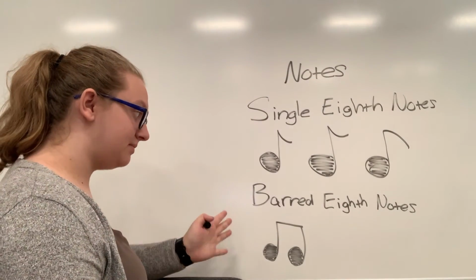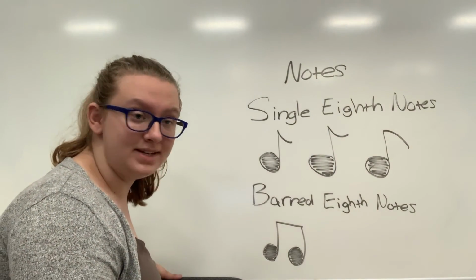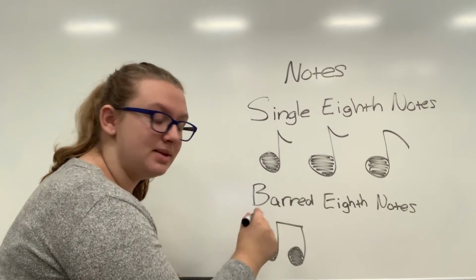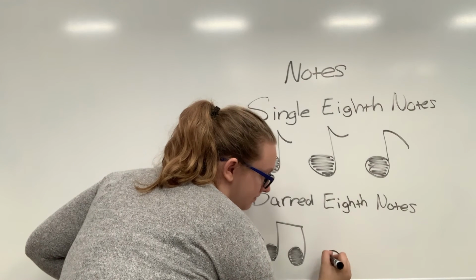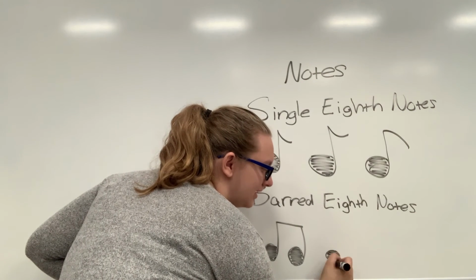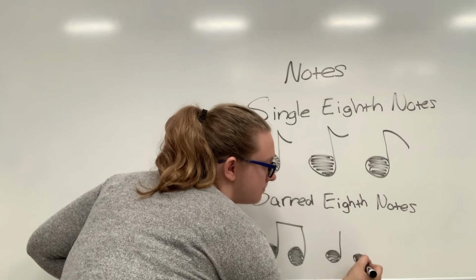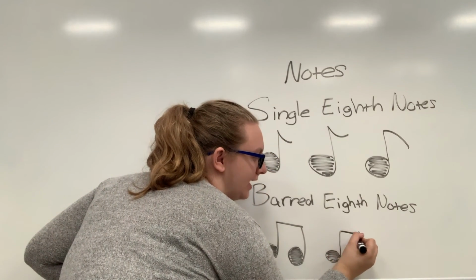You can also make barred eighth notes when you see more than one together. These look like two quarter notes attached at the top with a bar. We draw them sort of like they look. You draw two quarter notes, and then you draw a line over the top.